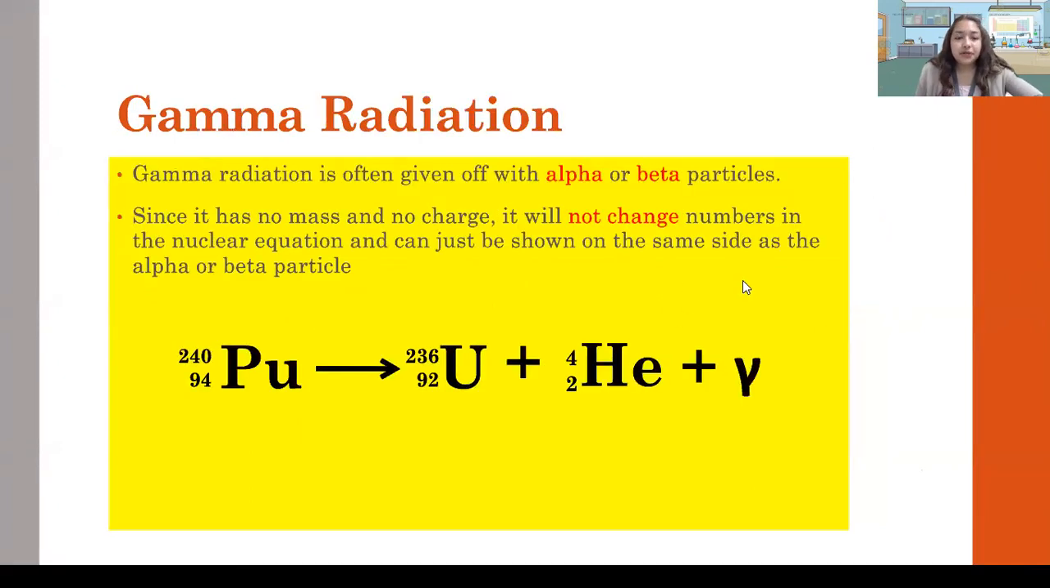And now we have gamma radiation. When we're looking at these equations, we're not going to focus on gamma radiation at all. The only thing that you need to know is that there's no mass and there's no charge, but gamma radiation is emitted along with an alpha or beta particle. So you can see in this equation, this was plutonium and it underwent alpha decay, right? It emitted an alpha particle. We can see that through the He. But along with that alpha particle, gamma radiation was emitted, which we see shown here through the letter gamma in the equation.